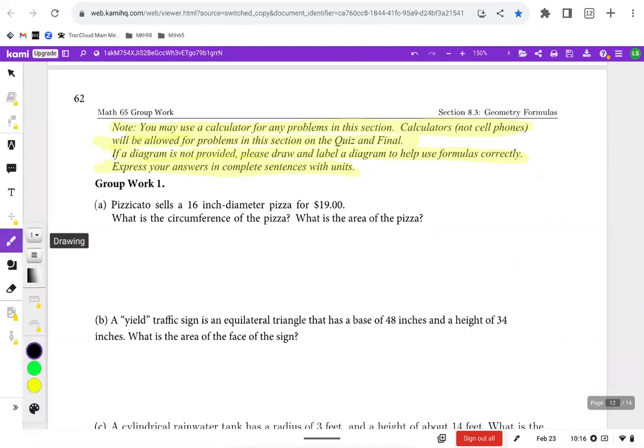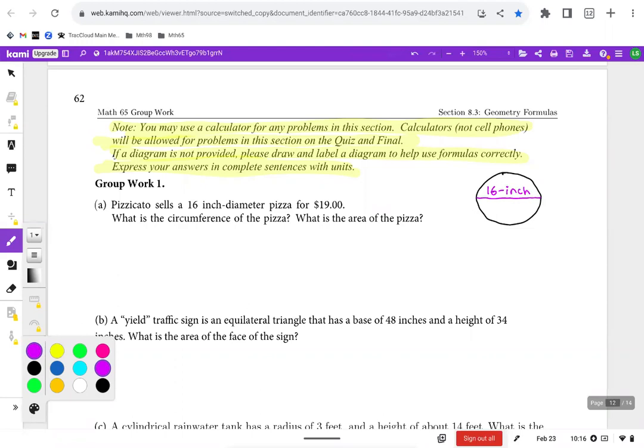So it doesn't include a diagram, so I'm going to draw myself a little picture of this pizza. And the measurement that I'm given is the diameter. Drawing the diagram allows me to just sort of process that information. Diameter is the thing that goes fully across. In a circle, the diameter is the one that goes all the way across, and the radius is just halfway. Okay, so there's my 16-inch pizza.